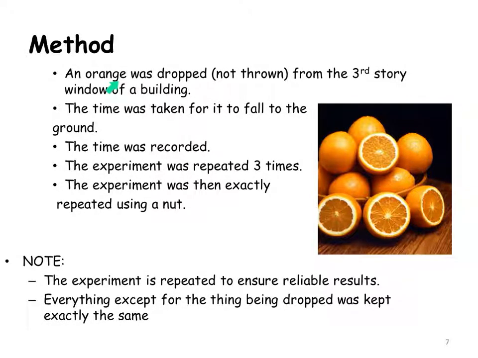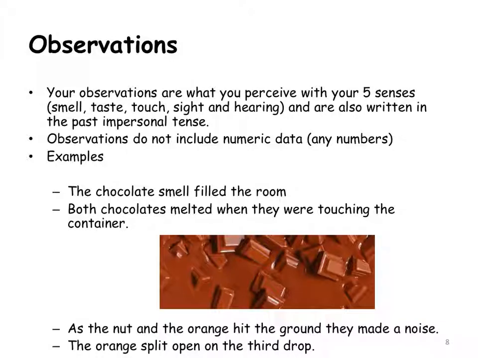So you're going to find your independent variable is the type of chocolate. With the nut and the orange, let's look at a sentence. The time was recorded, past impersonal. We must repeat to get reliable results. And everything is kept the same except for the object being dropped. What are your observations? Observations are what you perceive with your 5 senses: smell, taste, touch, sight, and hearing. And they also get written in the past impersonal tense. Observations are not numeric data, in other words, no numbers.